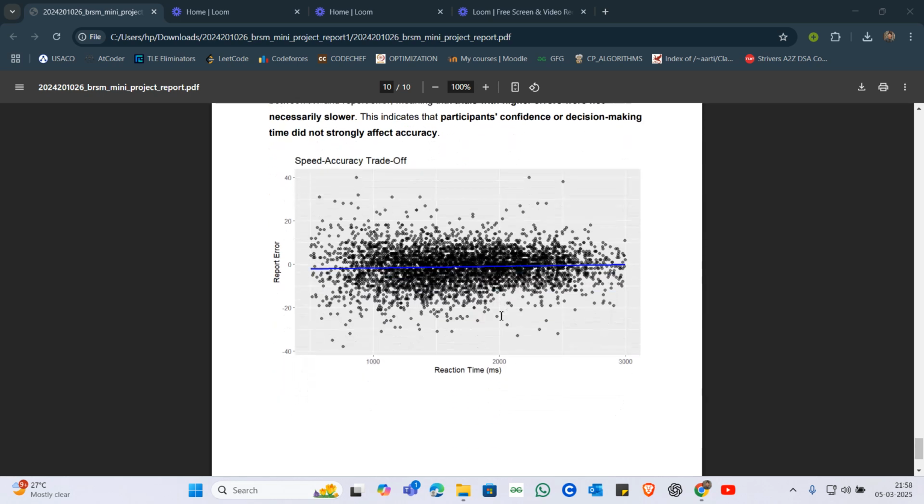In summary, this analysis confirmed that auditory context significantly influences visual perception.